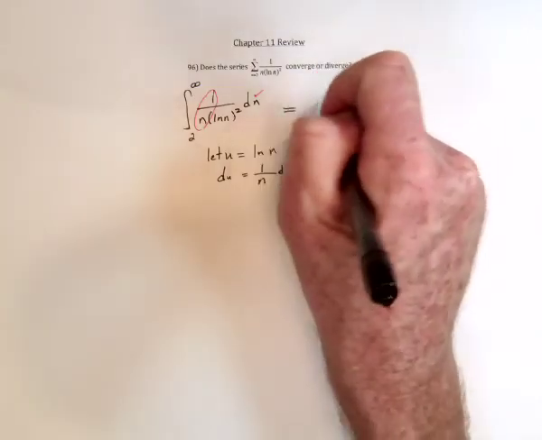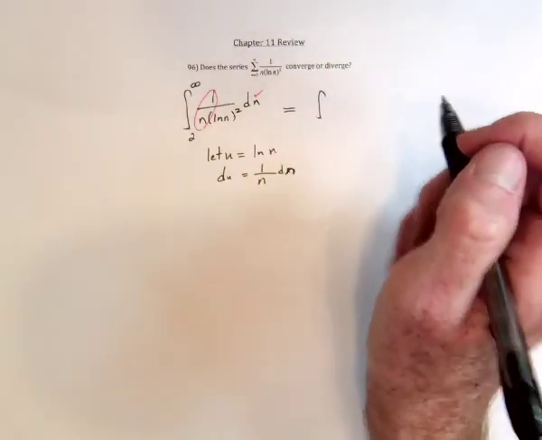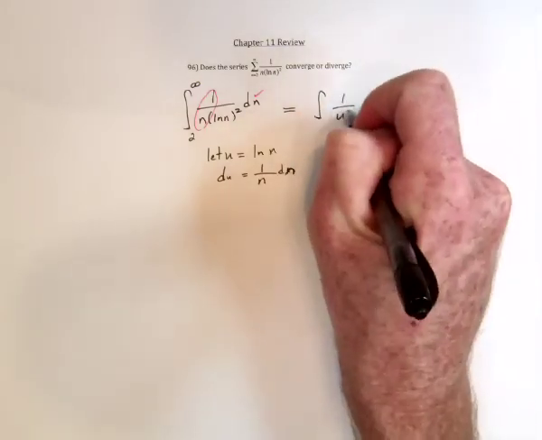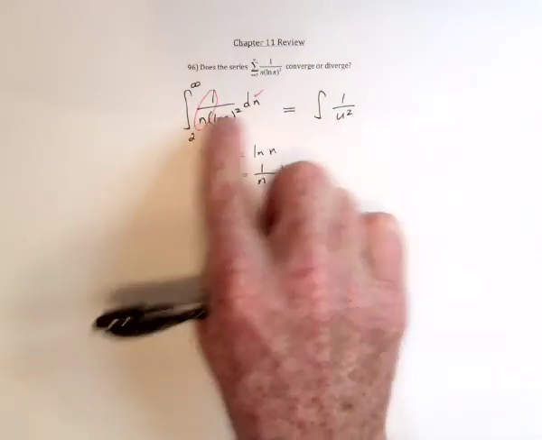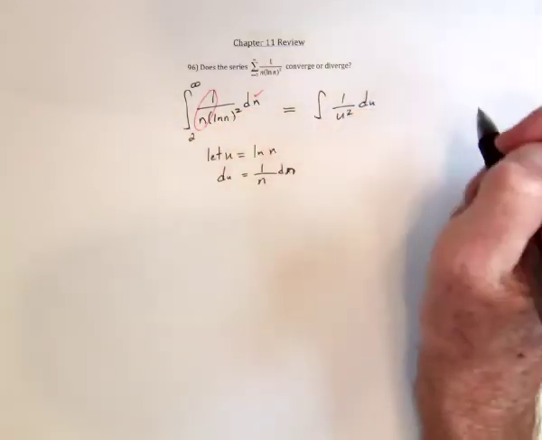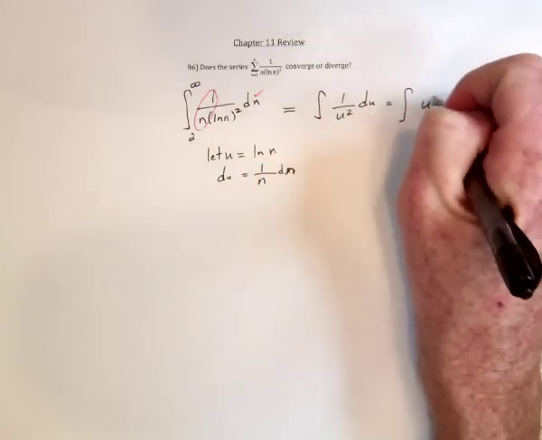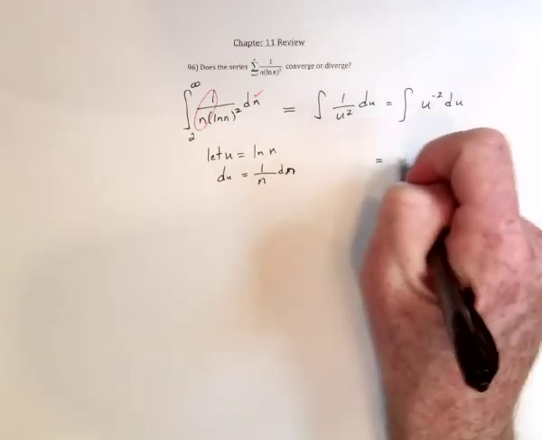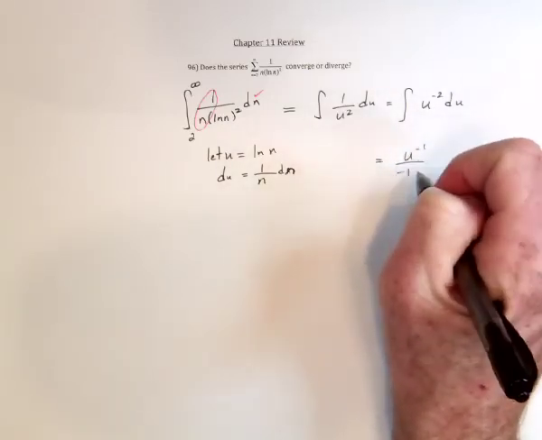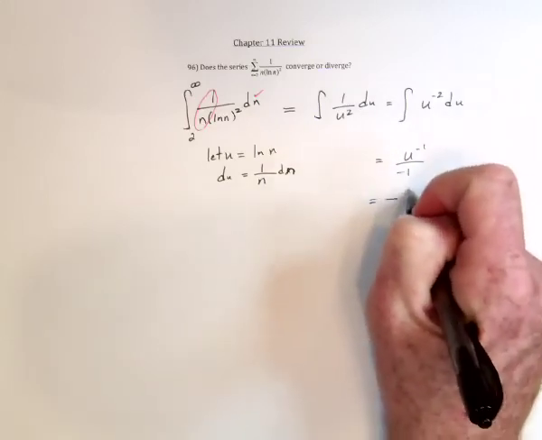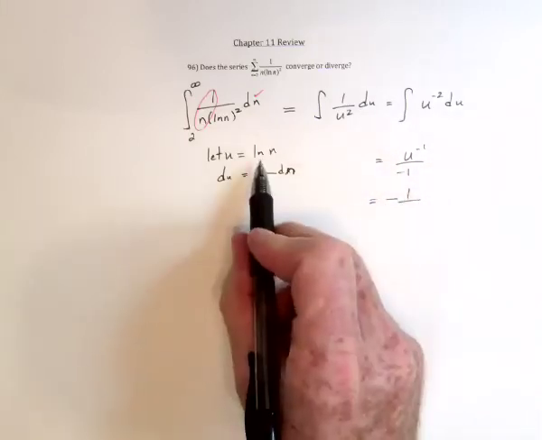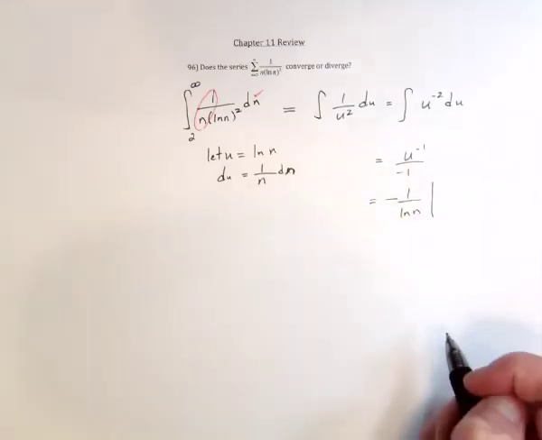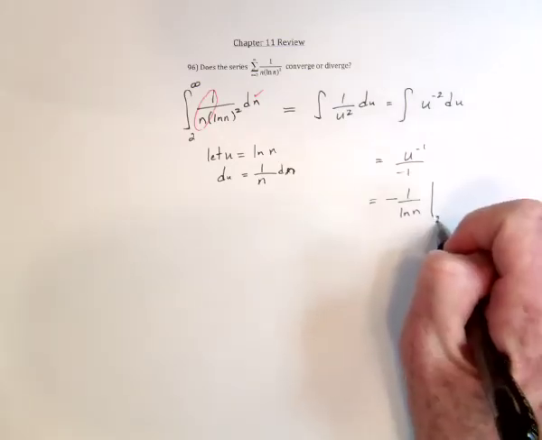So that's going to be the integral, and for now I'll leave the limits off until I get the n's back. It's going to be 1 over u squared for that part, and then this other part is the du. So in other words, integrate u to the negative 2. Well, that's going to be u to the negative 1 over negative 1, or in other words, negative 1 over u. And u is this guy. Alright, now that it's back to n, I'll put the limits. It goes from 2 to infinity.